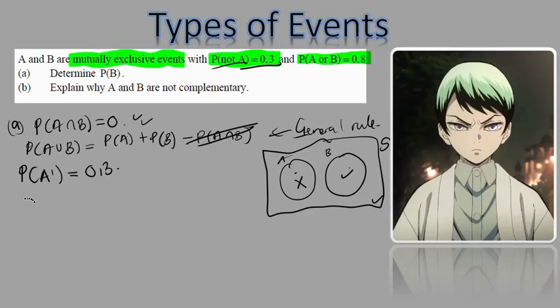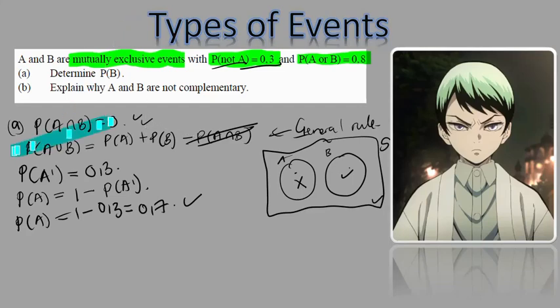But what else do I know? I know that if I have the complement of A, then I can find A, right? The probability of A is equal to 1 minus the probability of the complement of A, from those things that we did in the previous slide. So by substitution, I can say 1 minus 0.3, that gives me 0.7. So there I have my A. Voila.